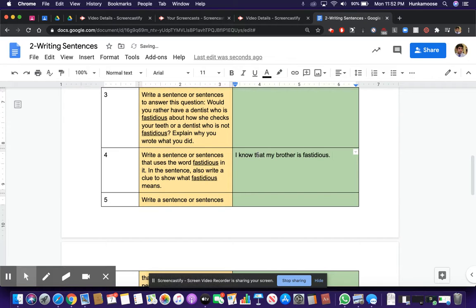Period. Hit the space bar, capital H. He visits only a few parks a year. So I've got the he subject, visits verb, end my sentence with a period. So then I can say, he is fastidious about where he likes to have fun. And I'm going to end it with another period. So these are some tips. I want you to try to write sentences like me. Thanks and bye.